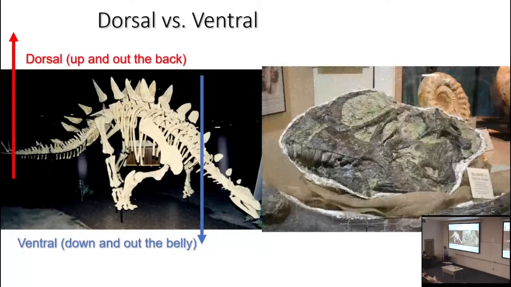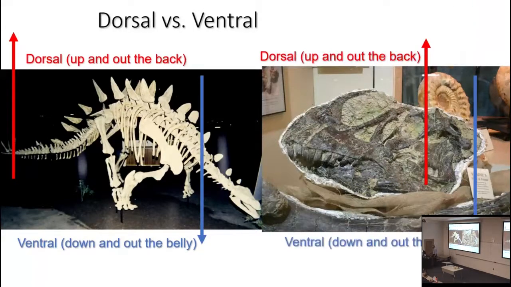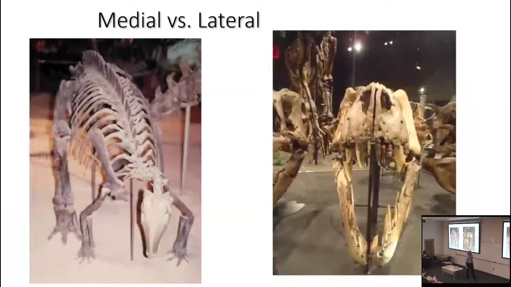And again, we could do that within the skull, dorsal and ventral on this skull. So these spikes are dorsal to the vertebrae here, and the heart would have been ventral to the vertebrae in life. Everyone with me so far? Cool, awesome. The next pair, medial and lateral.